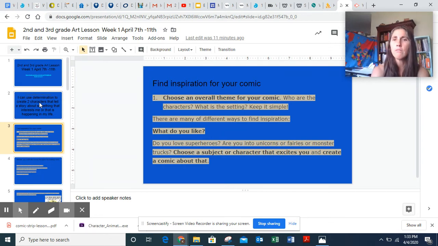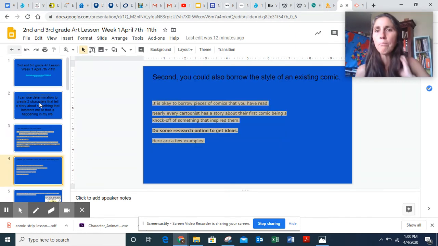There are many different ways to find inspiration. What do you like? Do you like superheroes? Are you into unicorns or fairies or monster trucks? Choose a subject or a character that excites you and create a comic about that. Sky is the limit, guys.